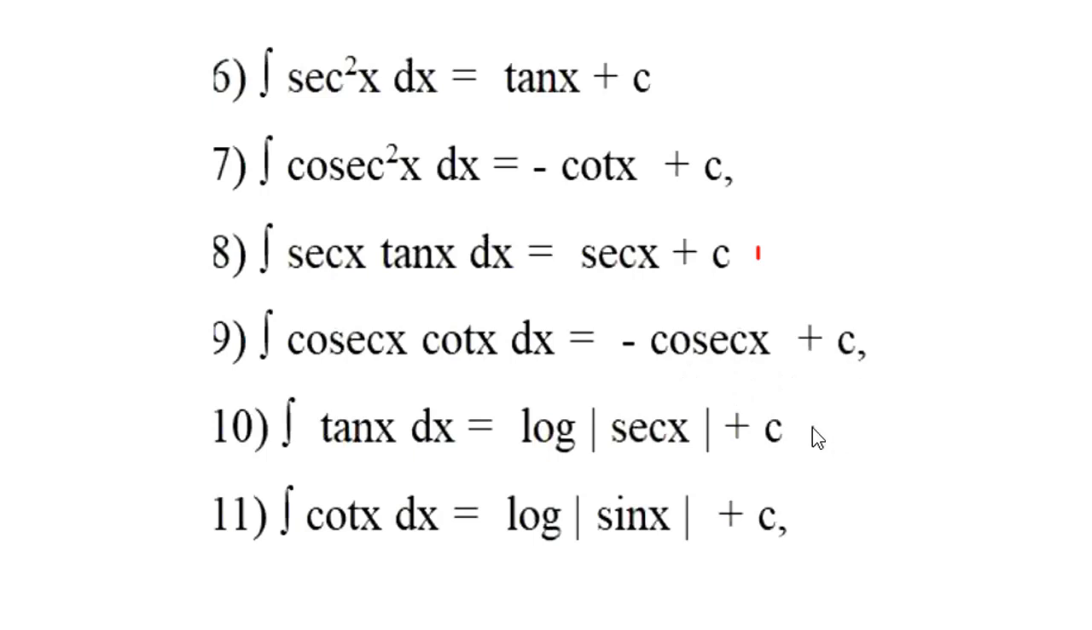The integral of tan x dx is equal to log of mod sec x plus c. This mod is for the existence of log, because we know that the logarithm of negative numbers doesn't exist, and in case sec x is negative, the log of a negative quantity will not exist, and so one should take the mod here. The integral of cot x dx is nothing but log of mod sin x plus c.